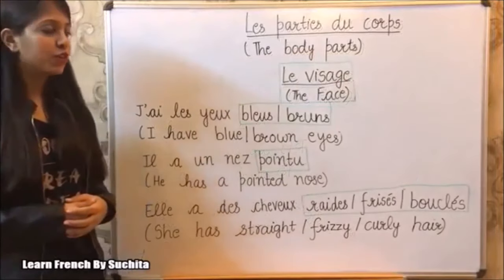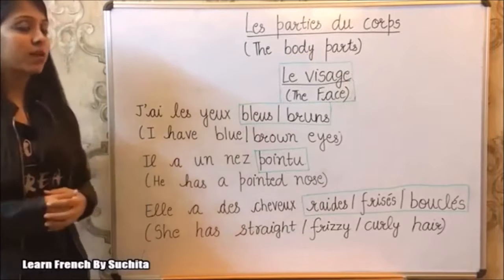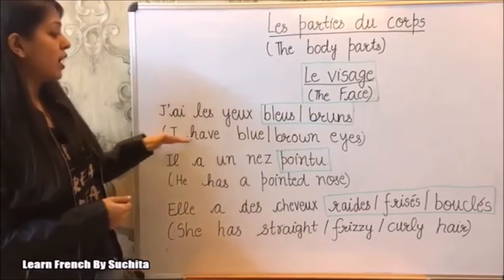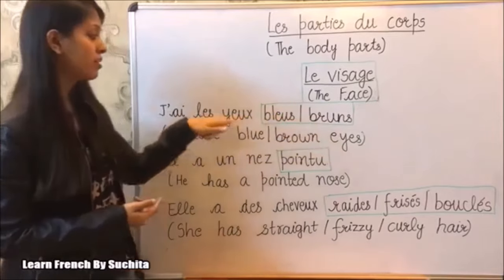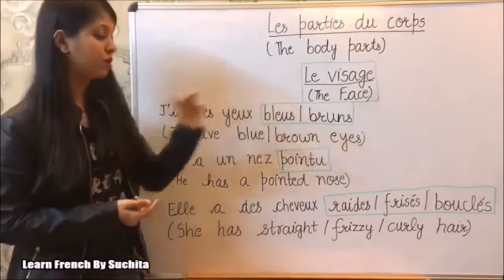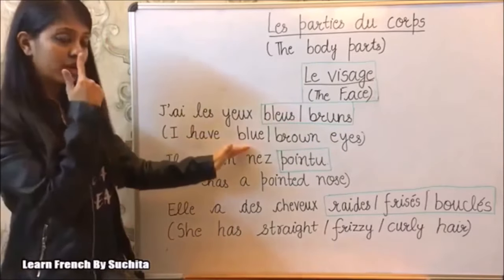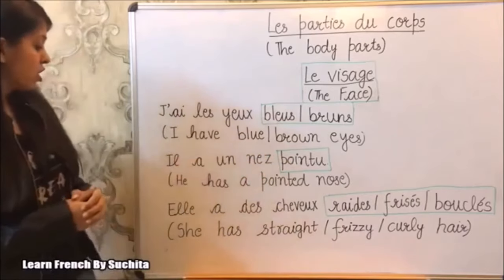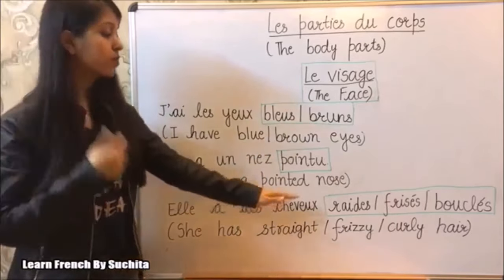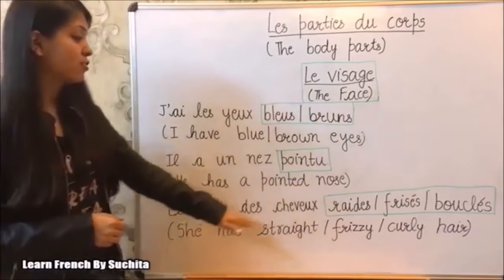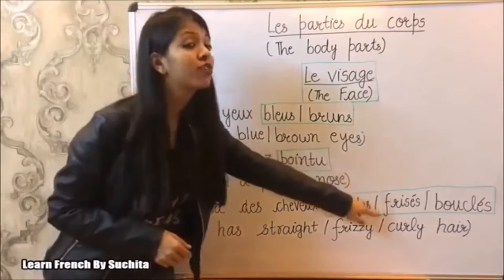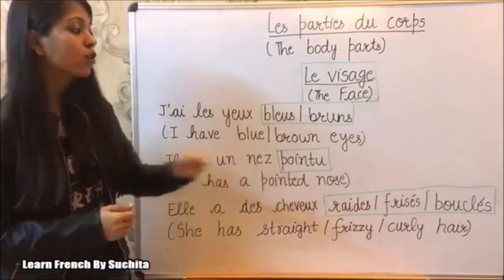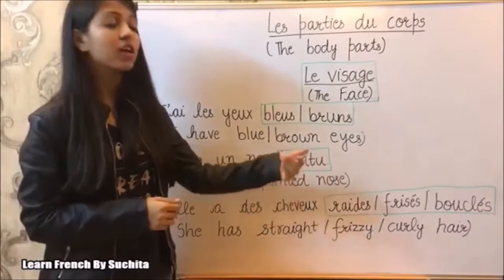Now we'll take this topic a little bit further and add certain adjectives to the body parts in order to describe ourselves. The first example is j'ai les yeux bleus ou bruns, which means I have blue eyes, or brown eyes. The second example, il a un nez pointu, which means he has a pointed nose. The third example is elle a des cheveux frisés. Frisé means frizzy. Elle a des cheveux bouclés. Bouclé is curly.